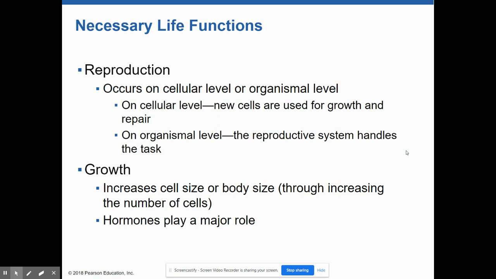Then reproduction needs to occur. It can occur on the cellular level or the organismal level. On the cellular level, new cells are used for growth and repair. So this is like mitosis. And then on the organismal level, the reproductive system handles the task. This would be meiosis, if you guys remember that from biology. For growth, the living organism needs to increase the cell size or the body size through increasing the number of cells, and hormones play a major role in this. There's a hormone called the human growth hormone, which is necessary for proper development in human beings.